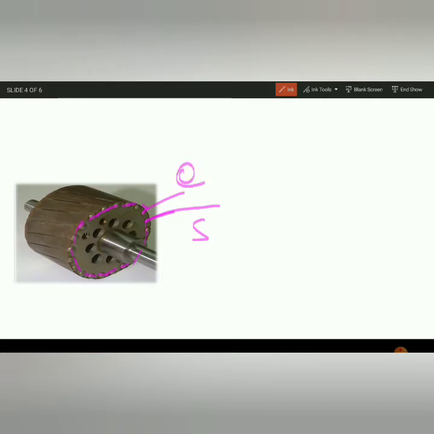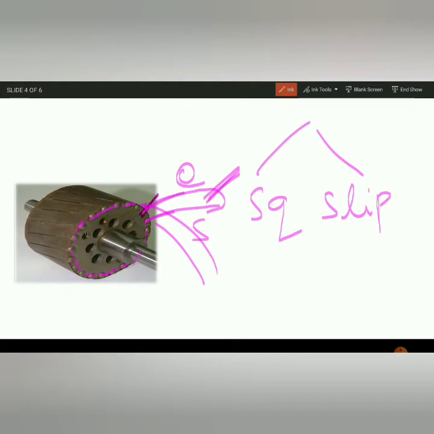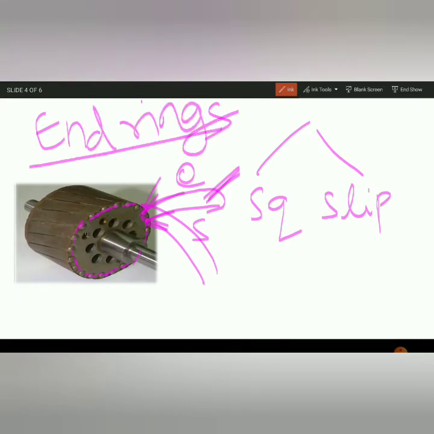So the point is whether these two are connected or open circuited. By using this type of connection, we can divide the induction motor into two types: squirrel cage and slip ring induction motor. That is just by knowing this type of connection. These two, the starting and ending points, we call end rings. If the end rings are connected, it means a closed circuit.